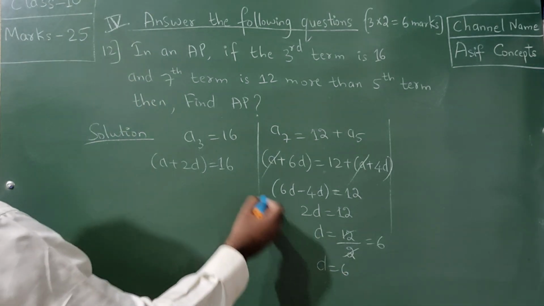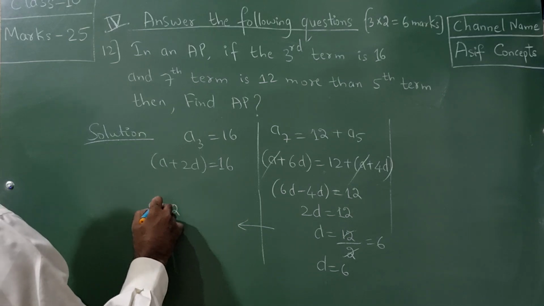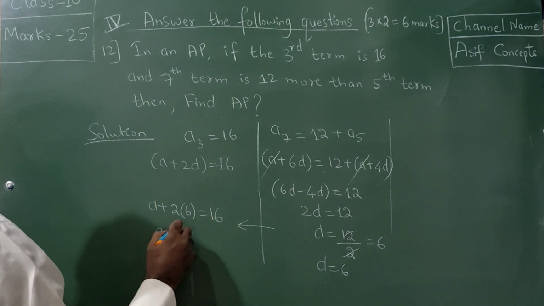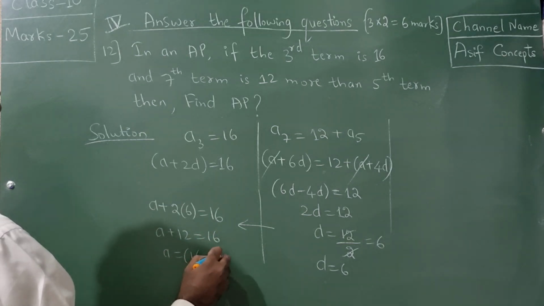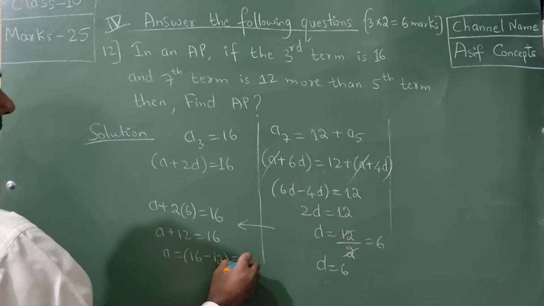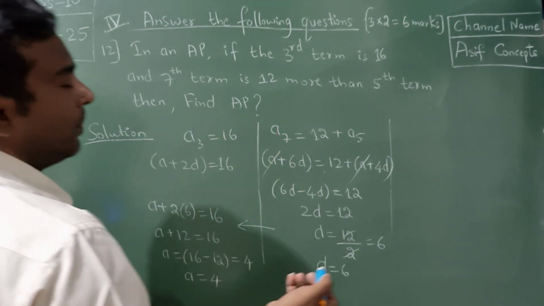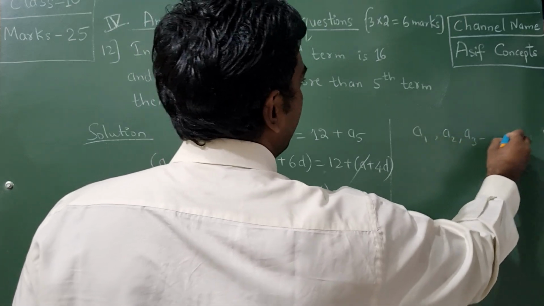Substitute this D value here in this. So A plus 2 into 6. 6 2s are 12. Now take 12 to the other side. 16 minus 12 is 4. So the first term is 4. Now they are telling us to find the AP. So A1, A2, A3 and so on.